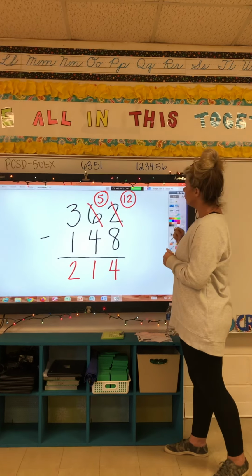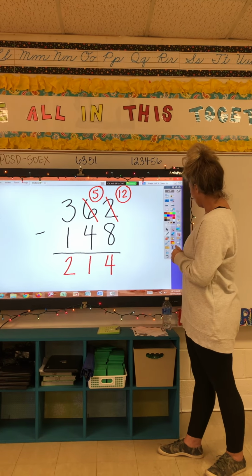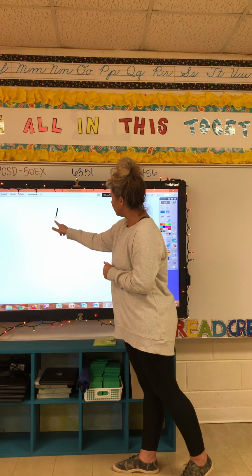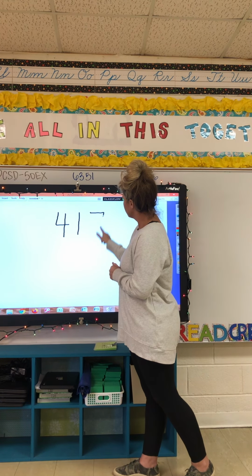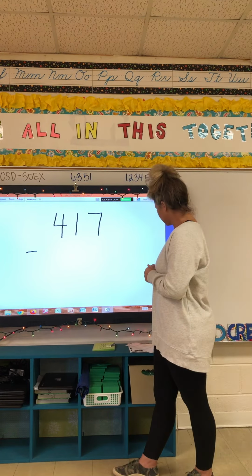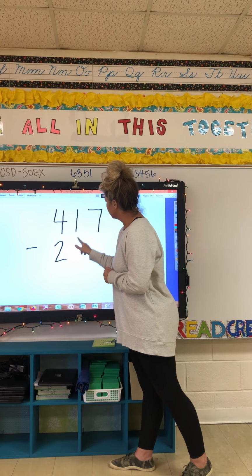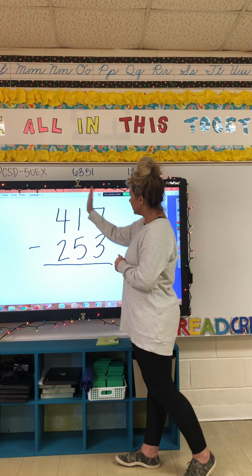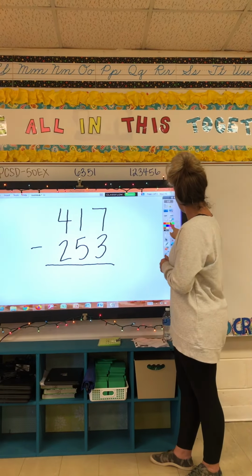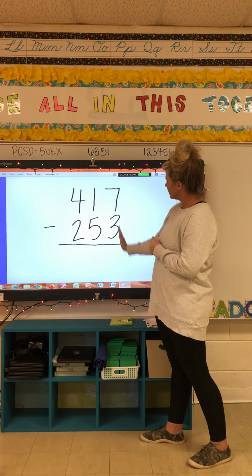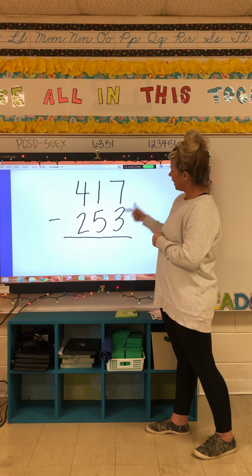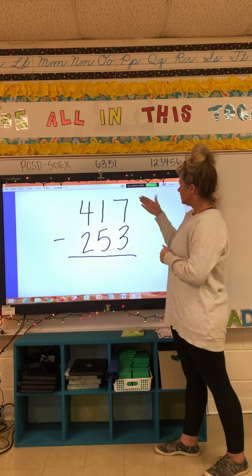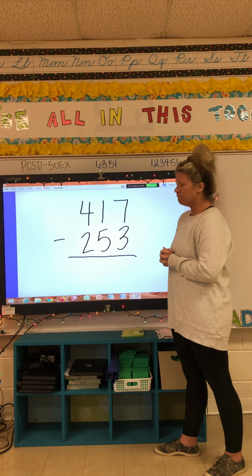All right, let's do one where we're going to borrow from the hundreds column, okay? All right, let's say that we have 417 minus 253. Remember, always make sure that your places are lined up neatly, okay? All right, so we're going to start in the ones column. Can you say 7 minus 3? Can you do that? Is 7 bigger than 3? It is. So 7 minus 3 is 4.